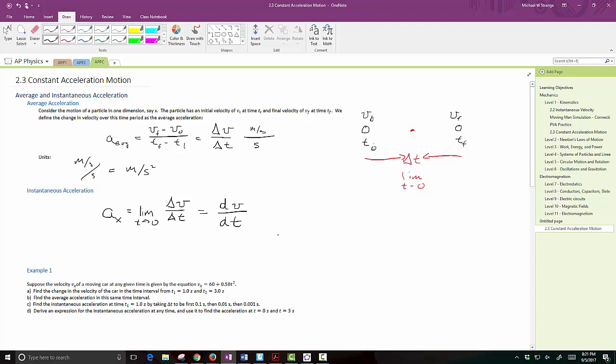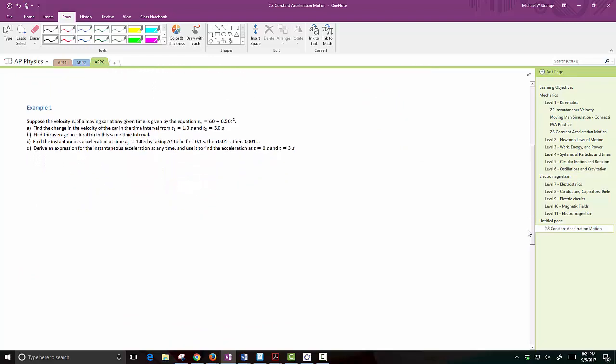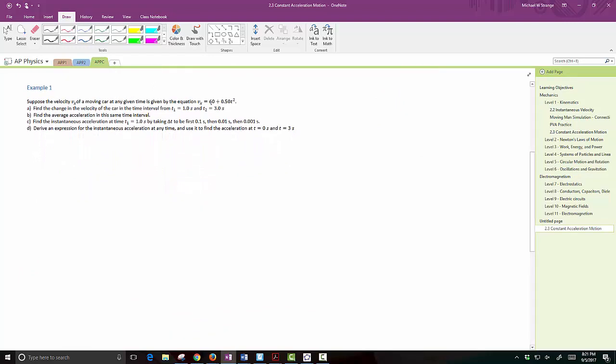Okay, so let's look at an example. We're going to walk through this a little bit. So suppose that we have the velocity of a car given by this equation. We want to find the change in velocity of the car in the time interval from t equals 1 second to 3 seconds. So A, we just want to find the delta v.